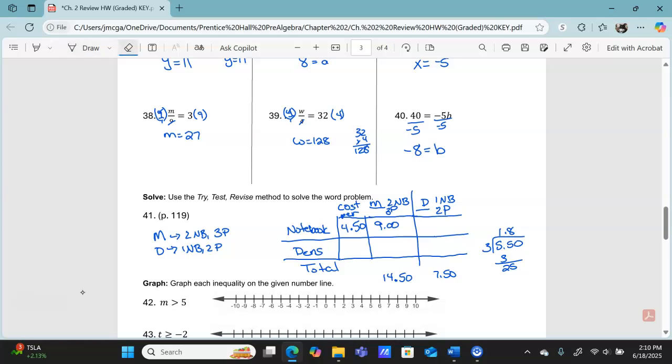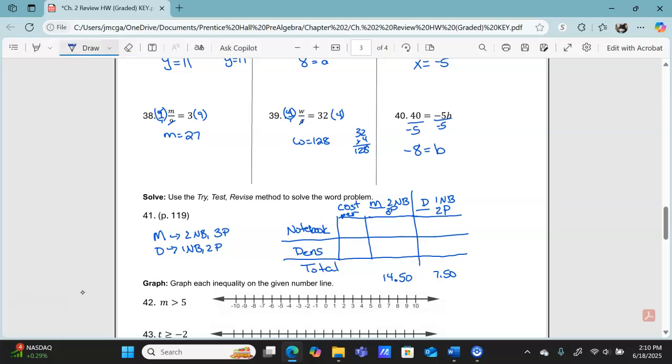So that won't work. $5 would be $10 here, and that would leave me $4.50, which again is not divisible by 3 because 45 is not divisible by 3. So $5 won't work.